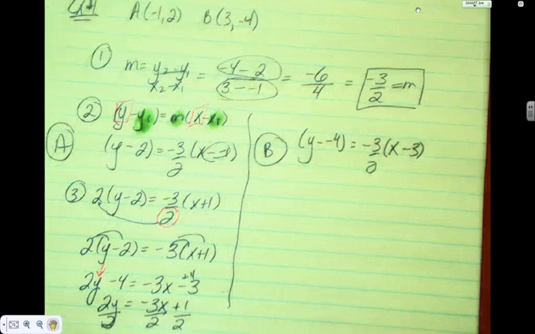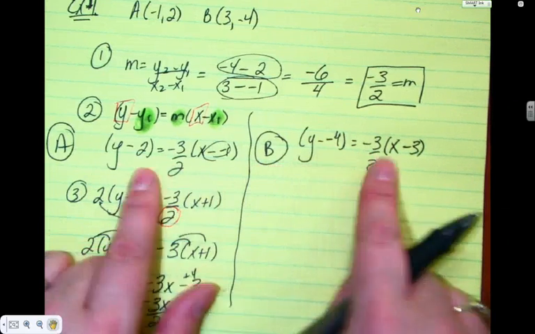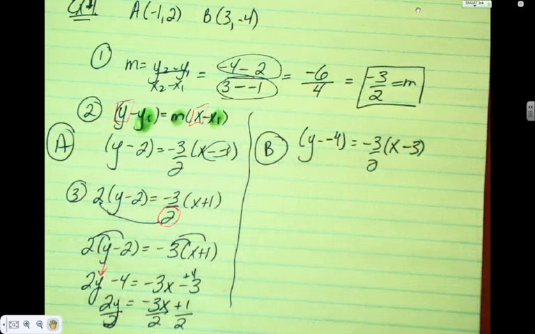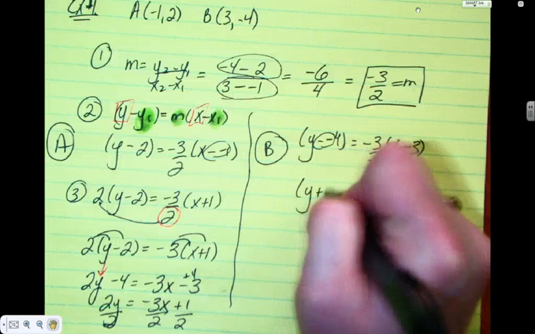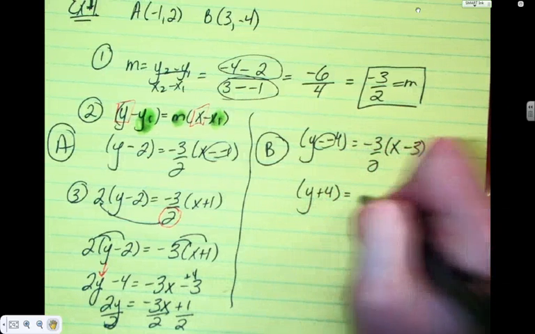And this is where it's kind of cool, because you're like, well, these are completely different numbers. How is this going to give me the exact same thing? Watch what's going to happen. First thing I'm going to deal with the negative, negative. Negative and negative becomes positive. So on the left, I've got y plus 4, and I'm not going to touch the right-hand side yet.